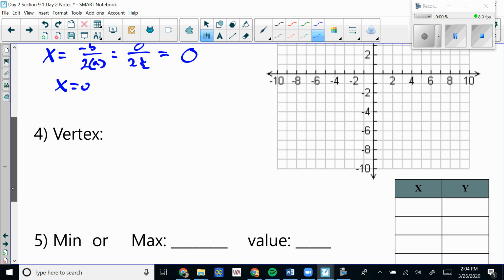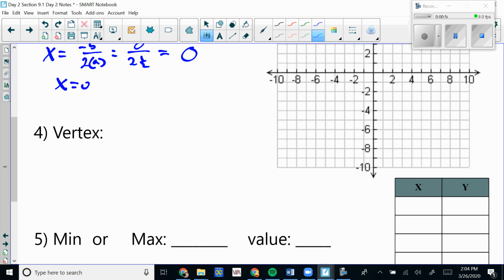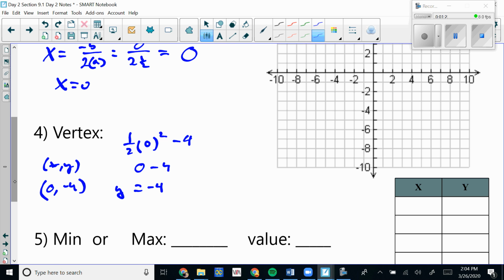And if I plug that in for my vertex, you have to plug in 0 for each part there. I think it was 1/2, and then 0 squared, -4. And so we'll have 0 -4, which is just going to be a -4. And that's what y is. But the vertex, remember, is in the form x, y. So my x I plugged in was 0, and the y is -4.